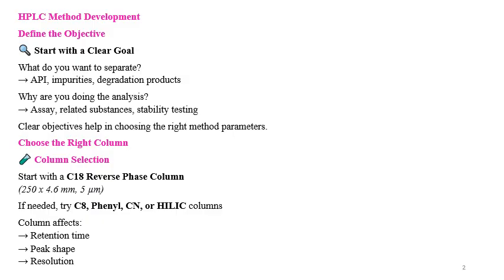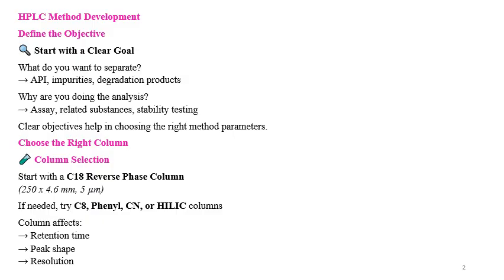First we need to have a clear objective, whether we are developing the method for API or for related substances, and based on that the method development will go ahead. So what is the aim and objective of the method development? What type of analysis will be done, like assay, related substances, and stability testing?